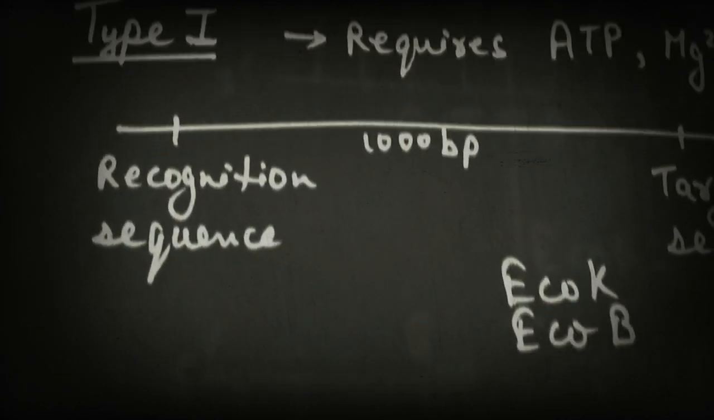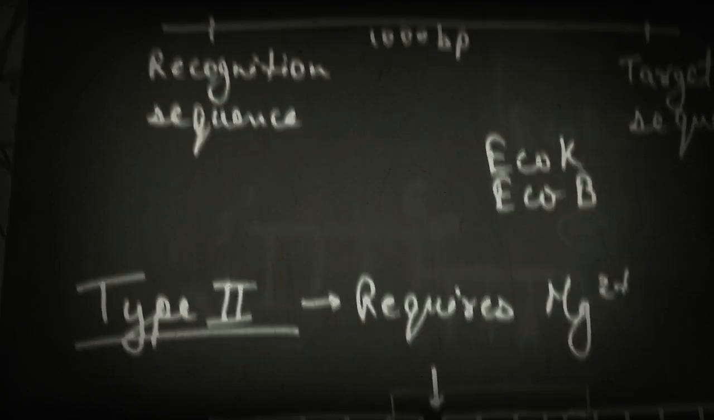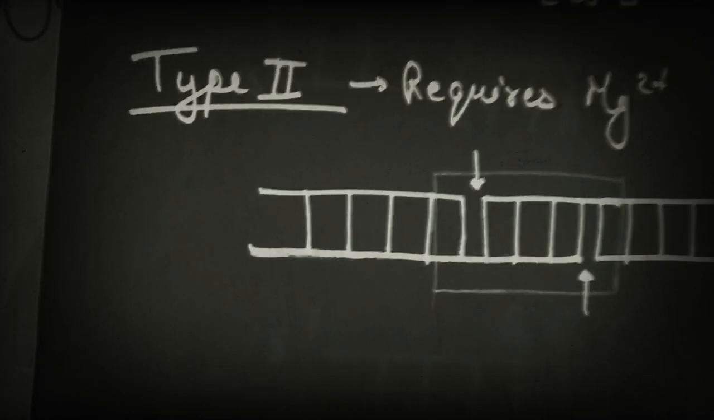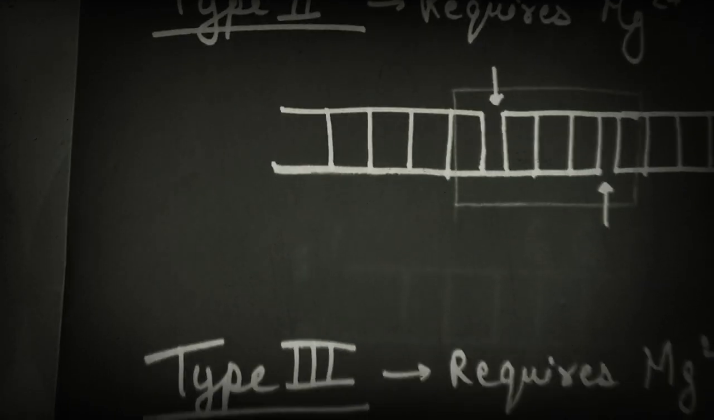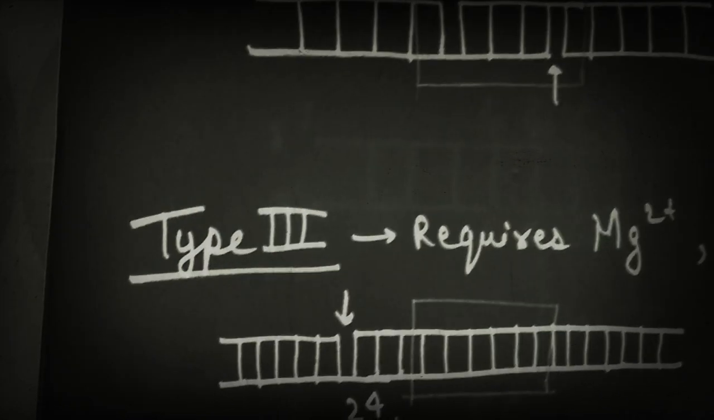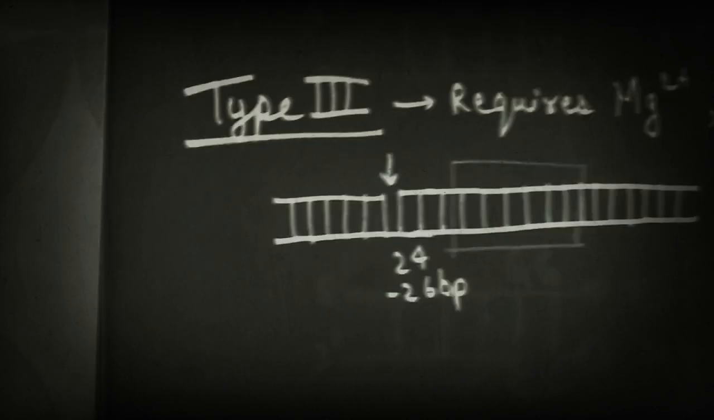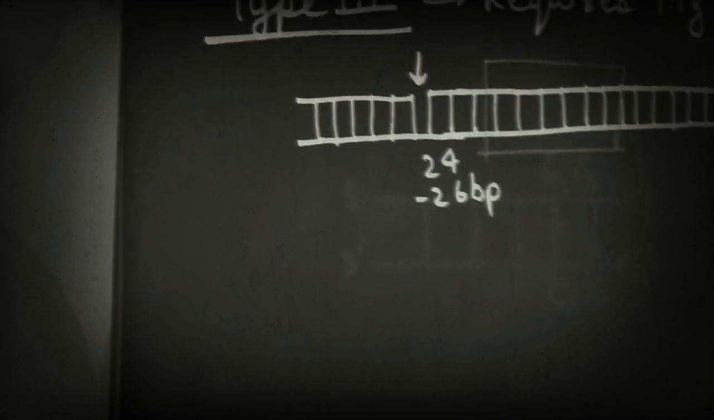Type 4, its recognition sequence is asymmetric. Cleavage occurs on one side of the recognition sequence and it is composed of 2 different enzymes. The cleavage site is up to 20 base pair away from the recognition site.